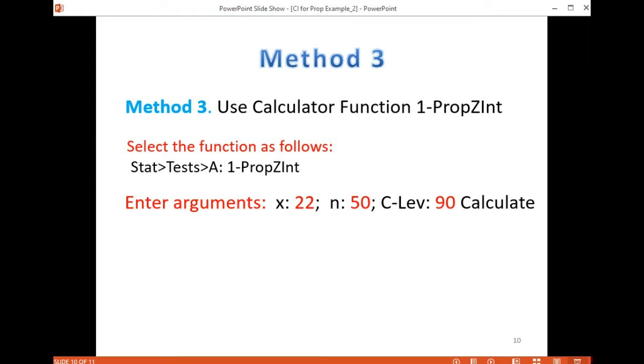Professor, how do we calculate x? Well, you know how to calculate p hat. P hat is x over n. So do a little bit of algebra, you get x is equal to p hat times n. So that would be 50 times 0.44, which will give you the 22. All right. So note the results. Once you plug the values in and you hit calculate, it will give you the results like this. And that would be the answer.